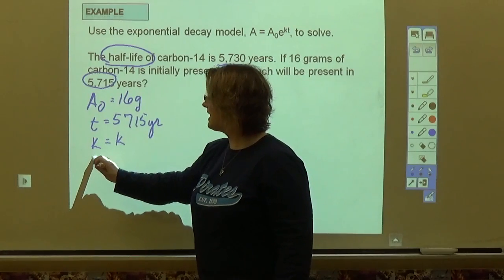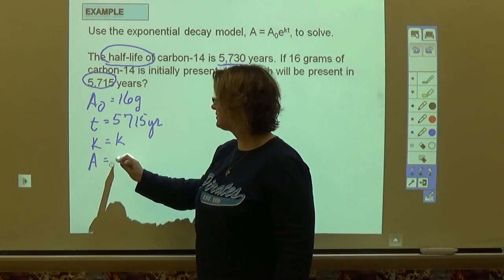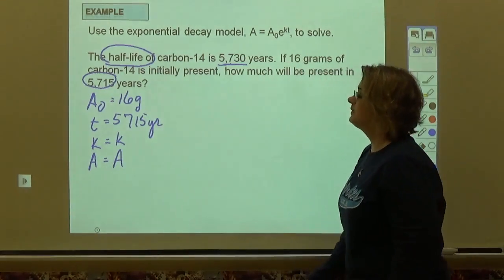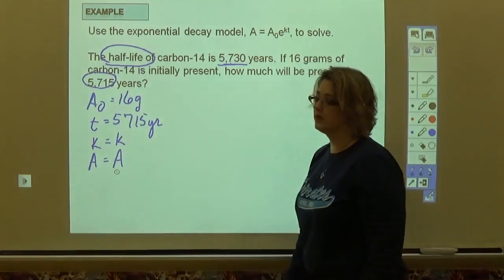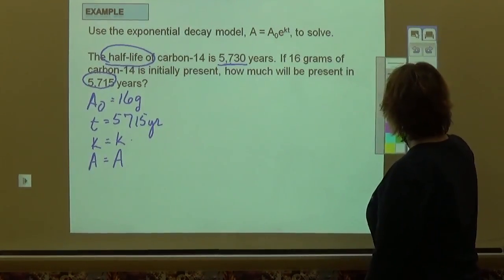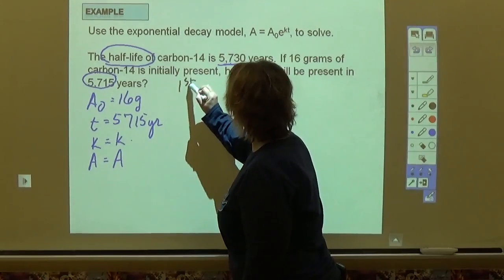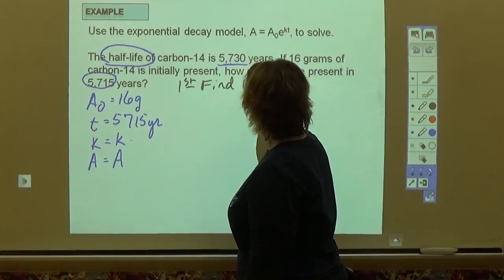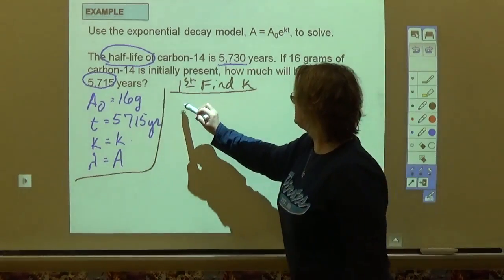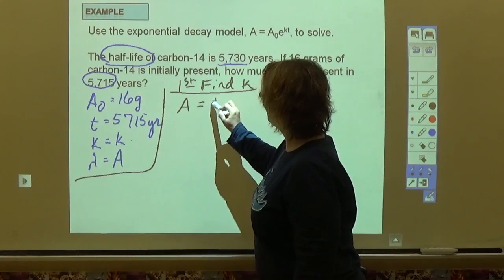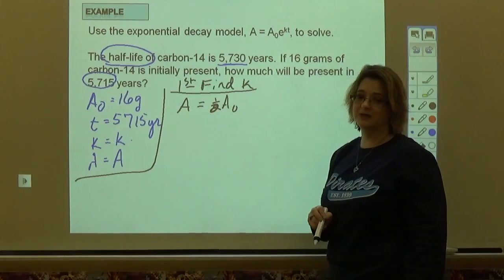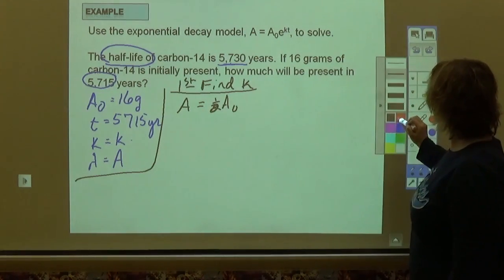Okay, so to start out, we're going to say that A equals, actually A is what we don't know. So we have two unknowns here. We can't solve if we have two unknowns. So first we have to figure out the K. So first, find K. Alright? And since what we know is half-life, we're going to use A equals 1/2 of A sub 0. A equals 1/2 of A sub 0 is what we're going to start with.